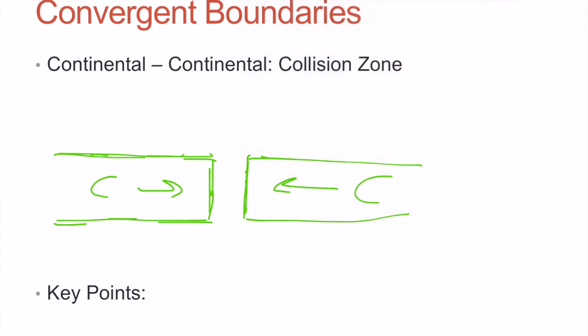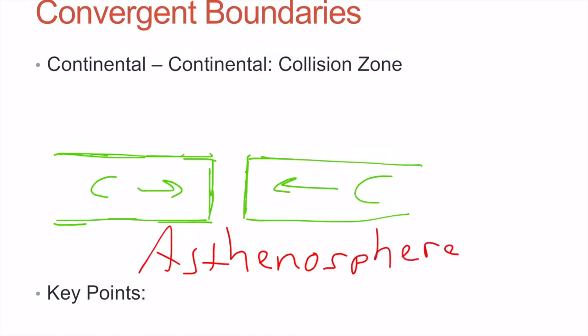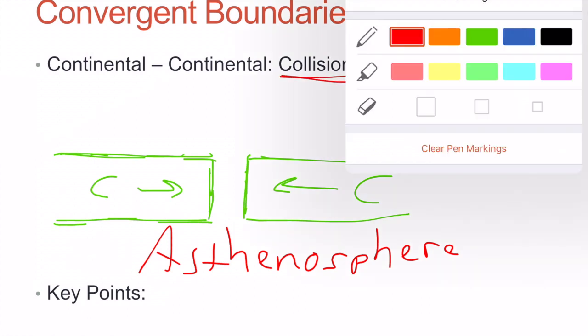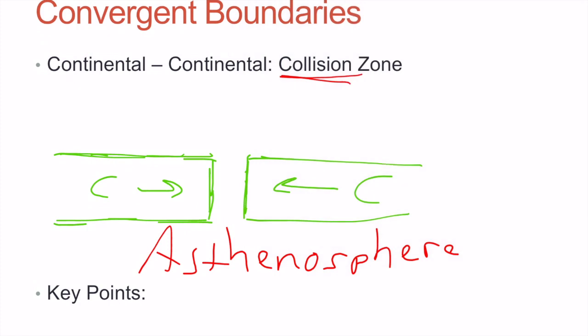Okay. And again, just like before, these are resting on top of the asthenosphere. There is something below them, and that something is the asthenosphere. So we've got one continent going to the right, the other continent going to the left. It's kind of like watching a car crash in slow motion. What is going to happen to both of these continents? They're going to collide, right? That's why we call it a collision zone. So what is going to happen when these collide?